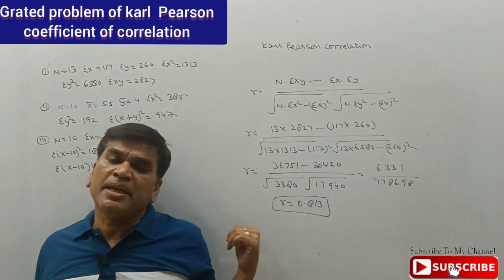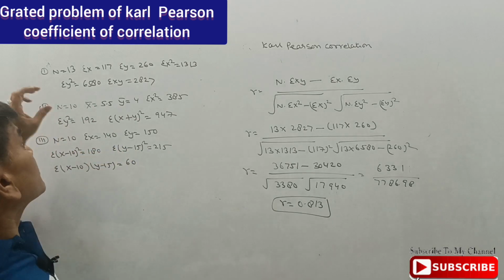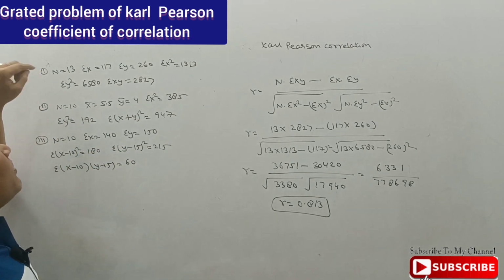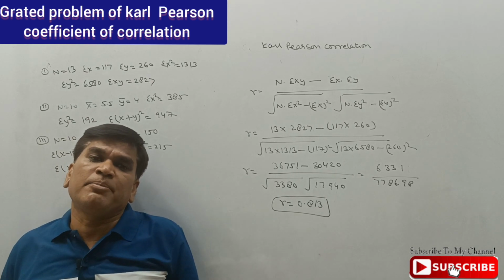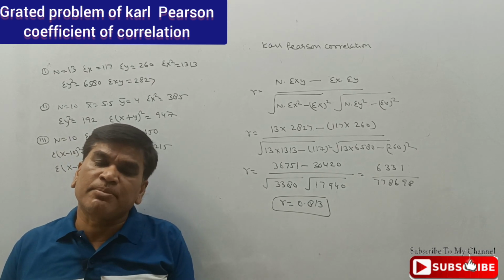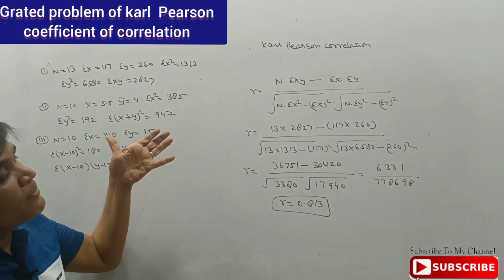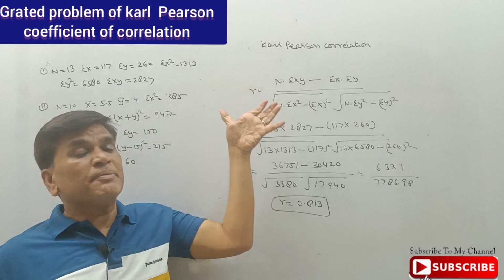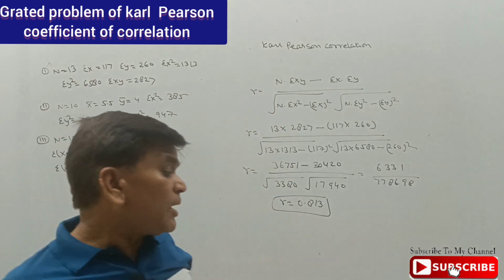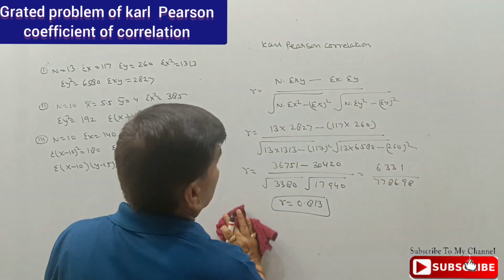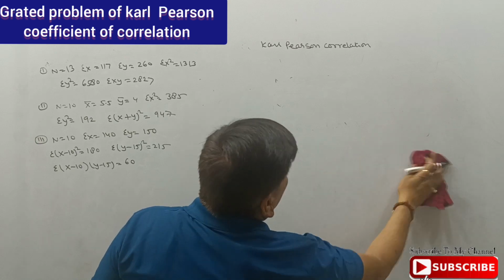So very easily we can calculate the value of correlation. It shows a high degree of positive correlation. In some questions, the direct values of n, sigma x, sigma y, sigma x square, sigma y square and sigma xy may be given. Then we just put the values in the formula and we will get the result. It doesn't matter. Similarly, we are going to discuss more questions here.